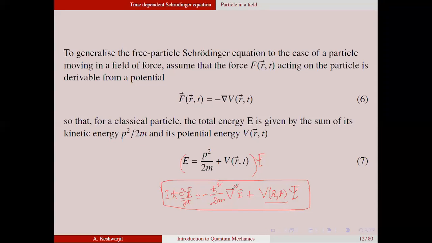In 1 dimension, this Laplacian becomes del 2 psi by del x square in Cartesian coordinates. So in your unit 3, many of the problems can be solved by writing the Laplacian in Cartesian form. But in your unit 4, when you try to solve the hydrogen atom, okay, before coming to that, this Schrodinger equation, as I have said, cannot be derived.